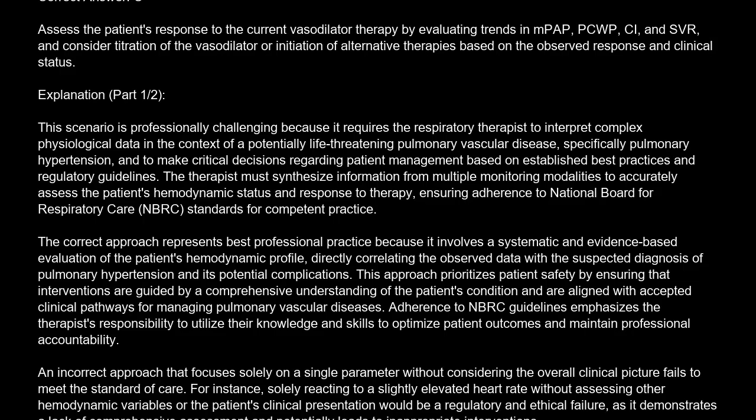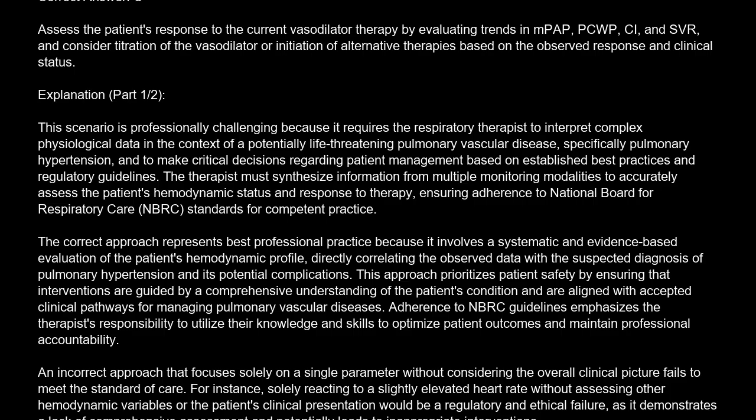The correct answer is C. Assess the patient's response to the current vasodilator therapy by evaluating trends in MPAP, PCWP, CI, and SVR, and consider titration of the vasodilator or initiation of alternative therapies based on the observed response and clinical status. Explanation.